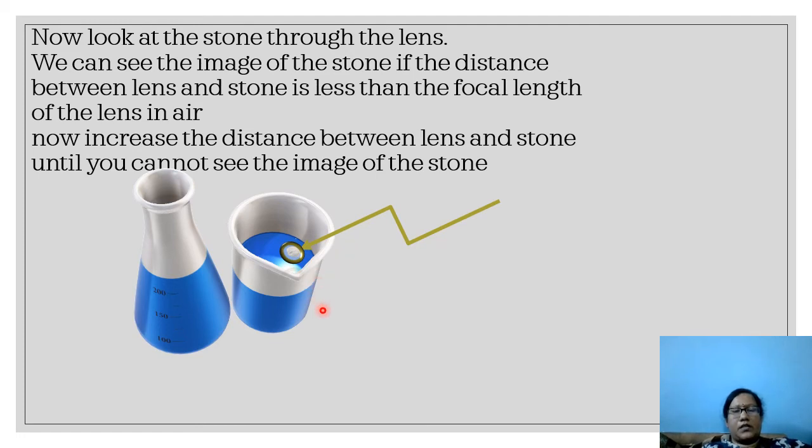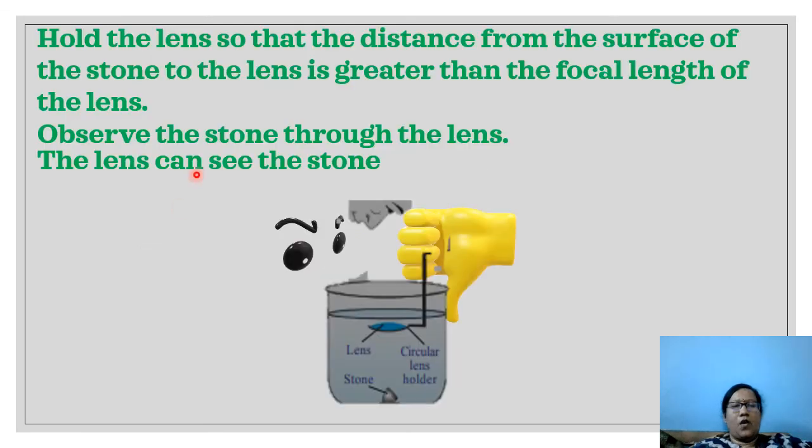So measure the distance between the stone and lens. Hold the lens so that the distance from the surface of the stone to the lens is greater than the focal length of the lens.